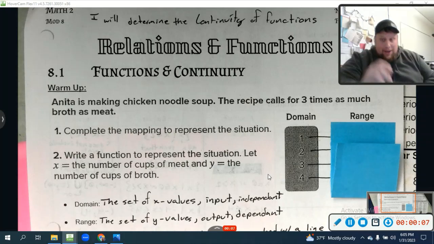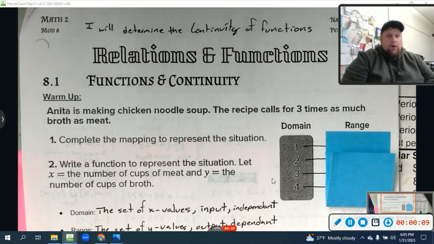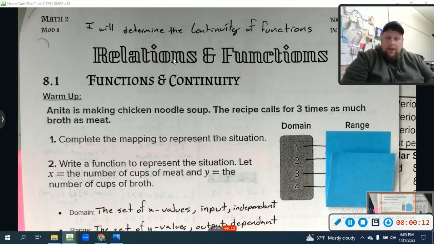It's 8.1, which is functions and continuity. For this entire module, we'll be talking about relations and functions. Our learning target today is: I will determine the continuity of functions.